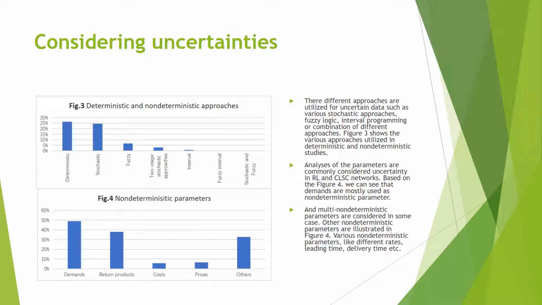Based on figure 4, we can see that demands are commonly used as non-deterministic parameters, and multiple non-deterministic parameters are considered in some cases. Other deterministic parameters are shown in figure 4, whereas non-deterministic parameters include things like different rates, lead time, and delivery time, and so on.